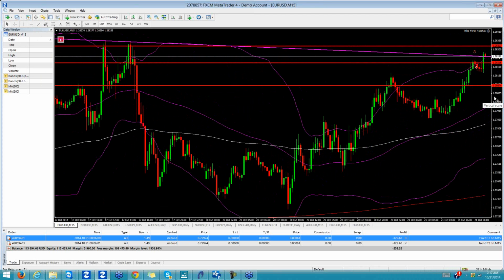Look, guys, when we have a 10 pip trade like that and it runs off for 100 pips, you'll more than make your money back. It's just the reality of it.